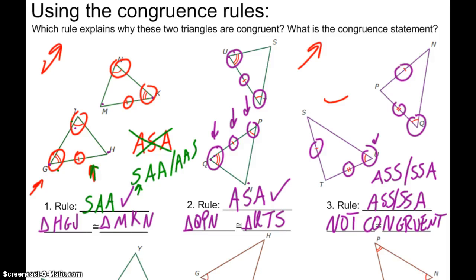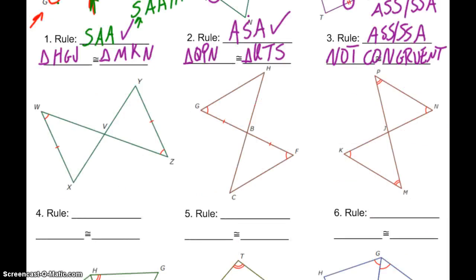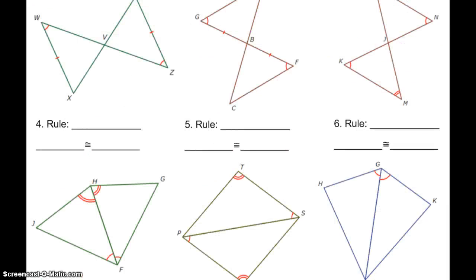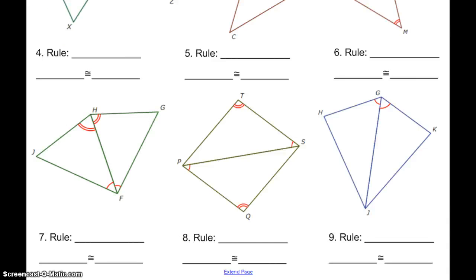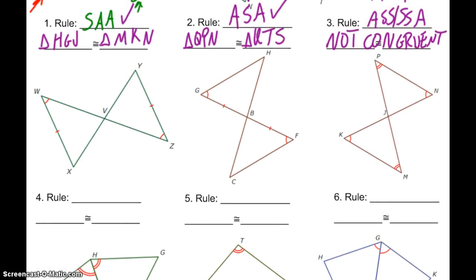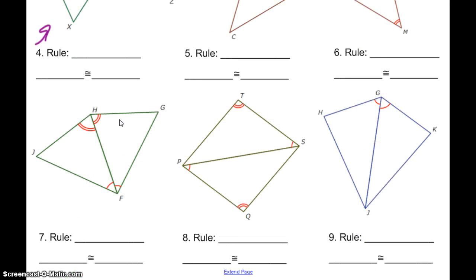Pause the video here and try to fill in numbers 4, 5, 6, and 7, 8, 9. The important thing when you're filling these in is to remember, just because an angle is not drawn on your figure doesn't mean they might not be congruent. For example, in number 4, these two angles are congruent because they're vertical angles. We can just fill them in because we know vertical angles are always congruent. In number 7, we know that the side in the middle, HF, will be congruent because it's shared. It's a reflexive side, so you can mark that right there.